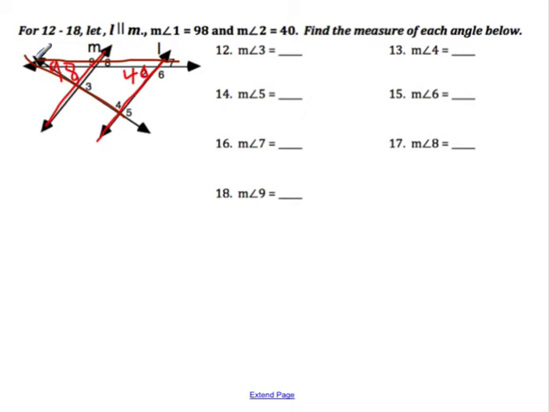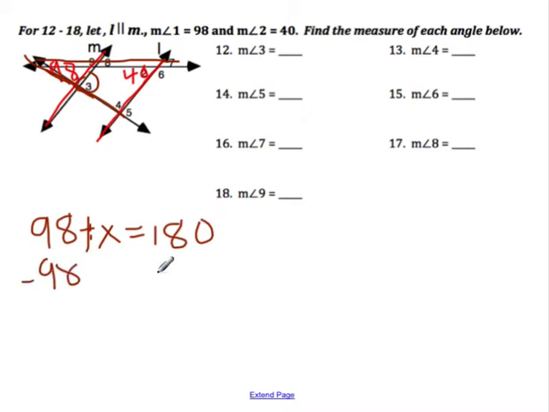So let's say it wants us to find the measure of angle 3 to start off with. Well, I noticed that 98 and angle 3 form a line. So 98 plus whatever the measure of angle 3 is, let's just call it x, has to be equal to 180. So then we're going to subtract 98 from both sides, and we get that x is equal to 82. So the measure of angle 3 has to be 82.